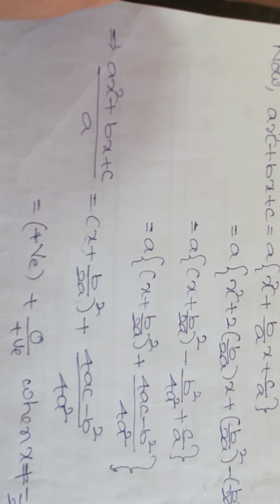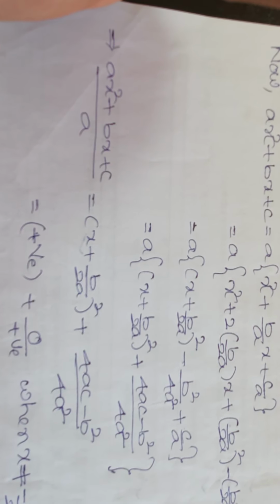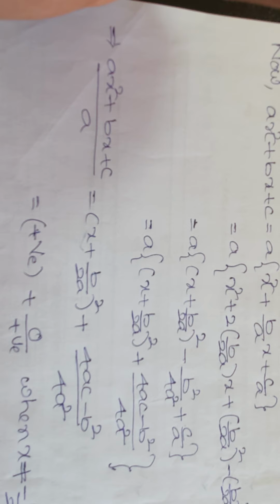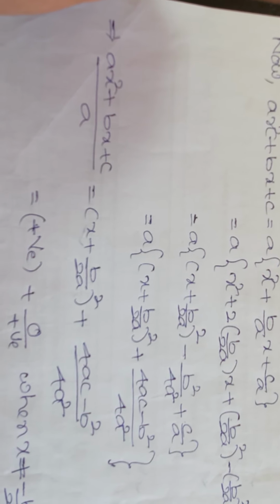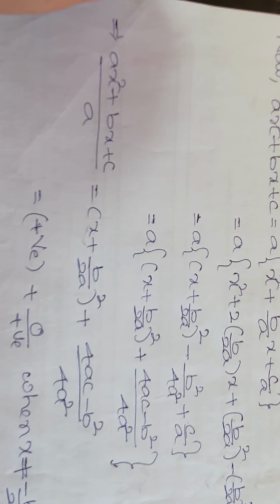A is multiplying the right hand side. If it comes to the left hand side, it divides the left hand side. That implies (ax² + bx + c)/a = (x + b/2a)² + (4ac − b²)/4a².